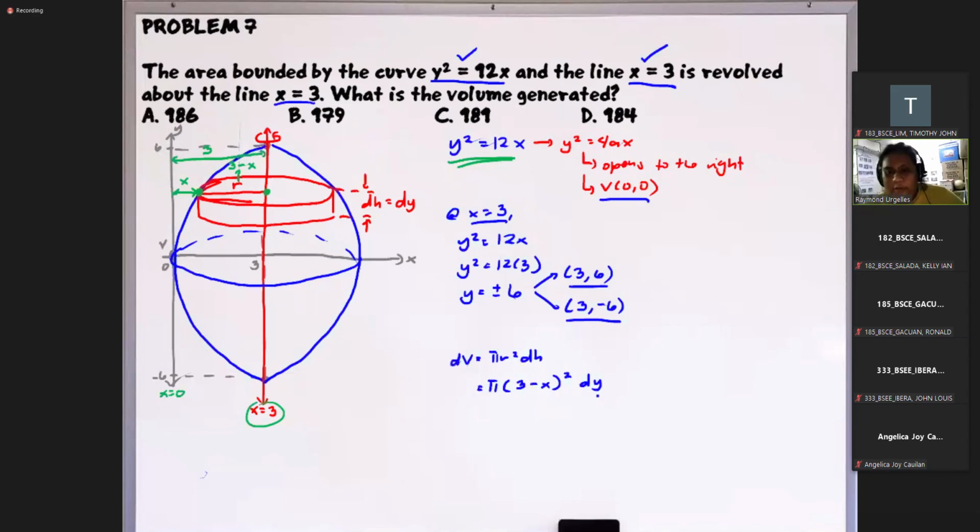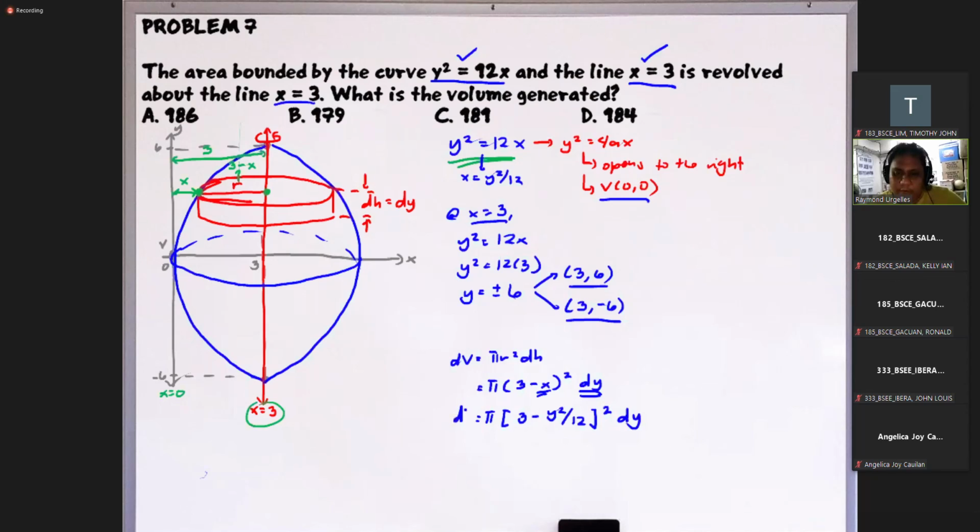So kaya para makumpleto natin to, kailangan natin palitan yung x in terms of y kasi dy to. So kaya gagamitin lang natin to. So you will get x is y squared over 12. So ipalit natin dyan. So you will get pi multiplied by 3 minus y squared over 12, then this quantity squared dy.